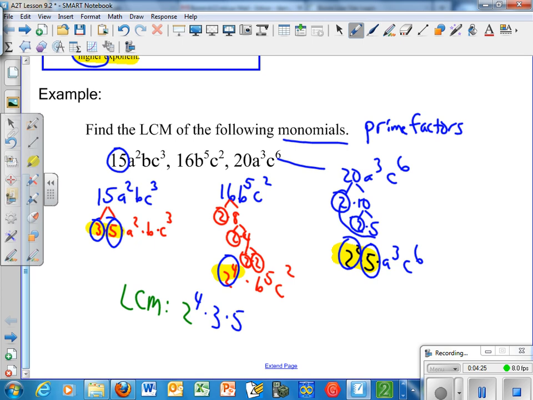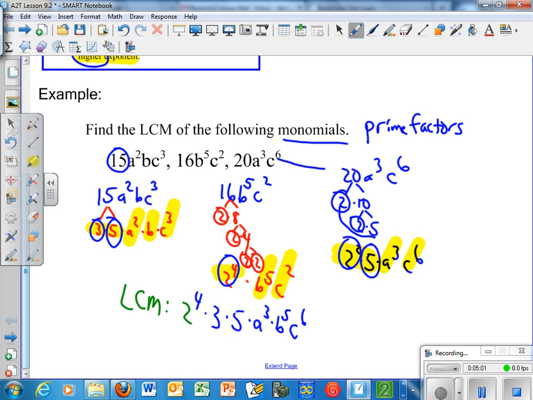Now you do the same with your variables. You take all your variables, you take the bigger exponent. So, what do I mean by that? A squared, I don't have an a in the middle one, but I have a cubed here. Take the bigger exponent. So it's a cubed. All right, look at your b's. I have b to the 1st, and I have b to the 5th. You take your bigger exponent for the least common multiple, so I take b to the 5th. I have c cubed, c squared, c to the 6th. What's the biggest exponent out of those? C to the 6th.